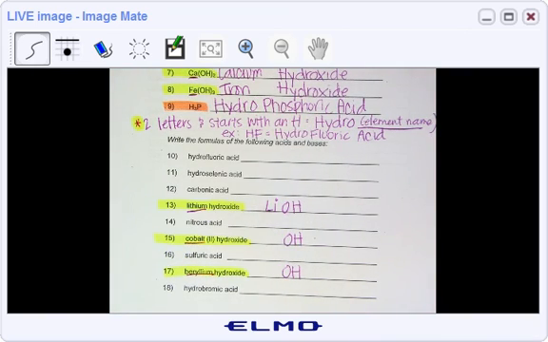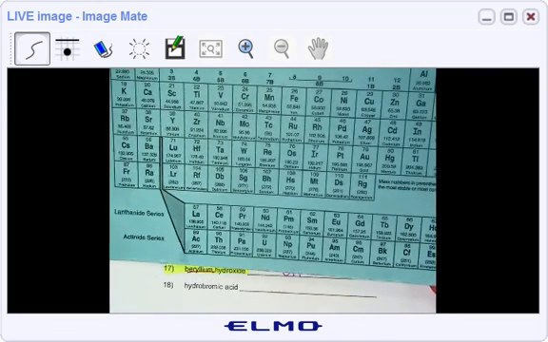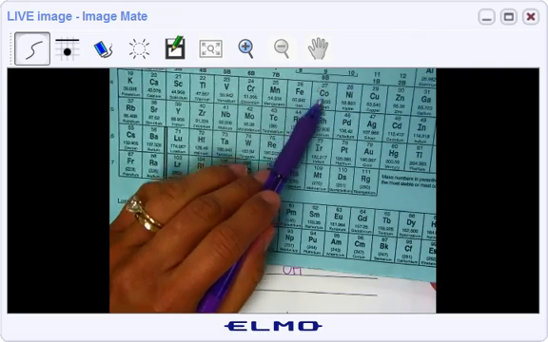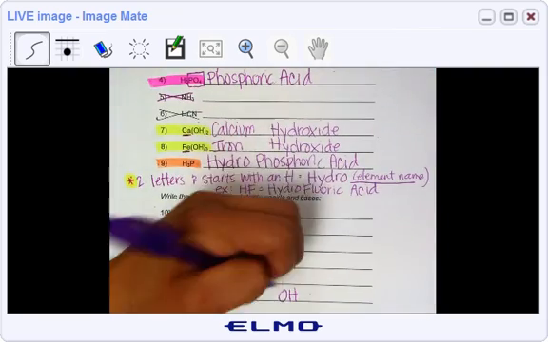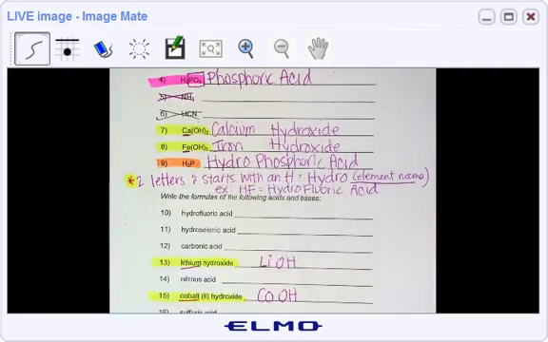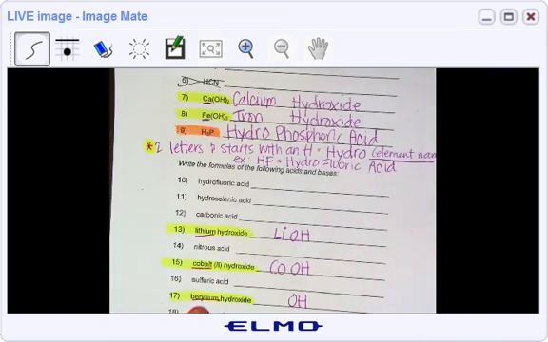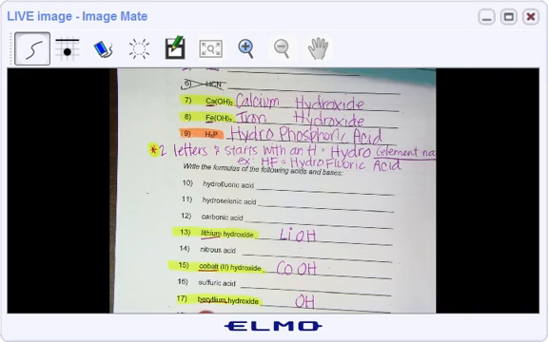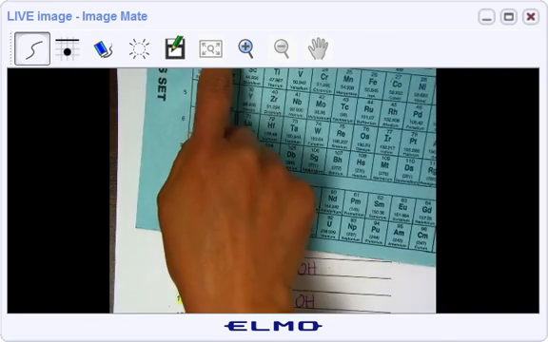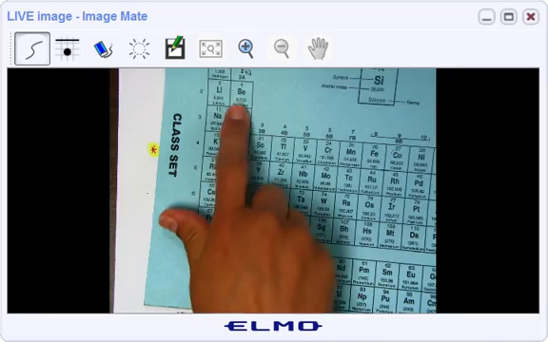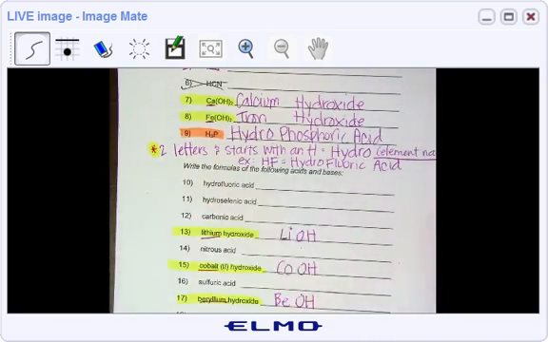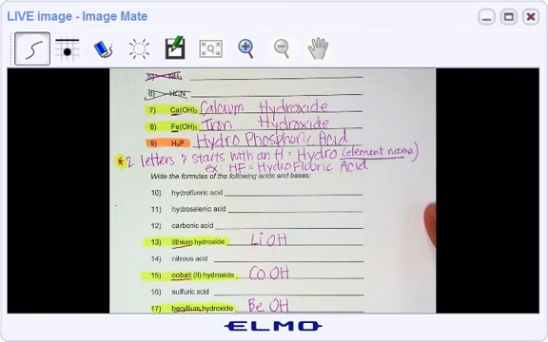okay, cobalt. Cobalt is number 27, and the symbol is Co. Just write Co. Beryllium is number 4, right at the very top of the chart. It's Be. And that's how you're going to write the formula for bases.